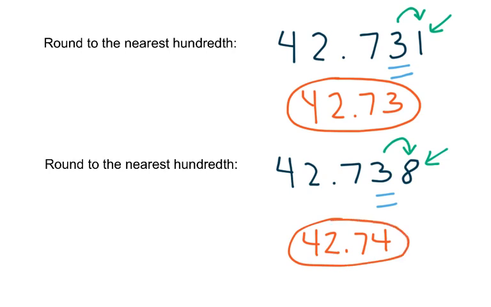Another thing I want you to think about when rounding is, yes, there are rules, and yes, those rules work. If the space to the right is 5 or bigger, we round up. If the space to the right is 4 or lower, we round down, and that works. But another thing is, when you look at 42.731, is that closer to 42.73, or is it closer to 42.74? It's closer to 42.73. And then 42.738, is that closer to 42.73, or is that closer to 42.74? It's closer to 42.74. So it's another thing you can use to make sure that you're rounding properly.